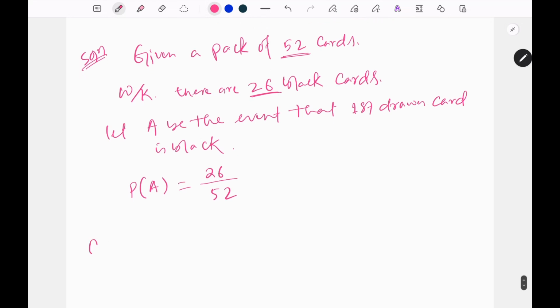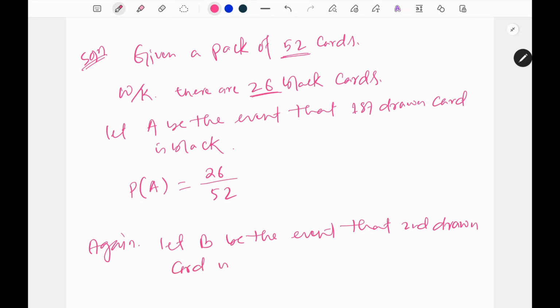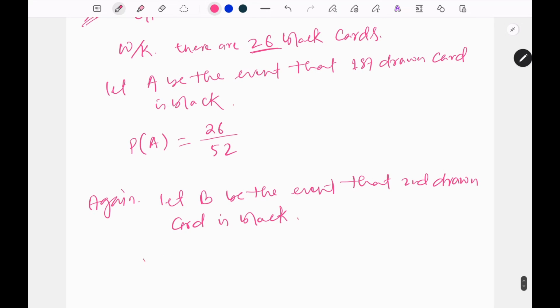Now again, let B be the event that the second drawn card is also black. Now what will be the probability of B? Now see here, we will use the without replacement concept here.